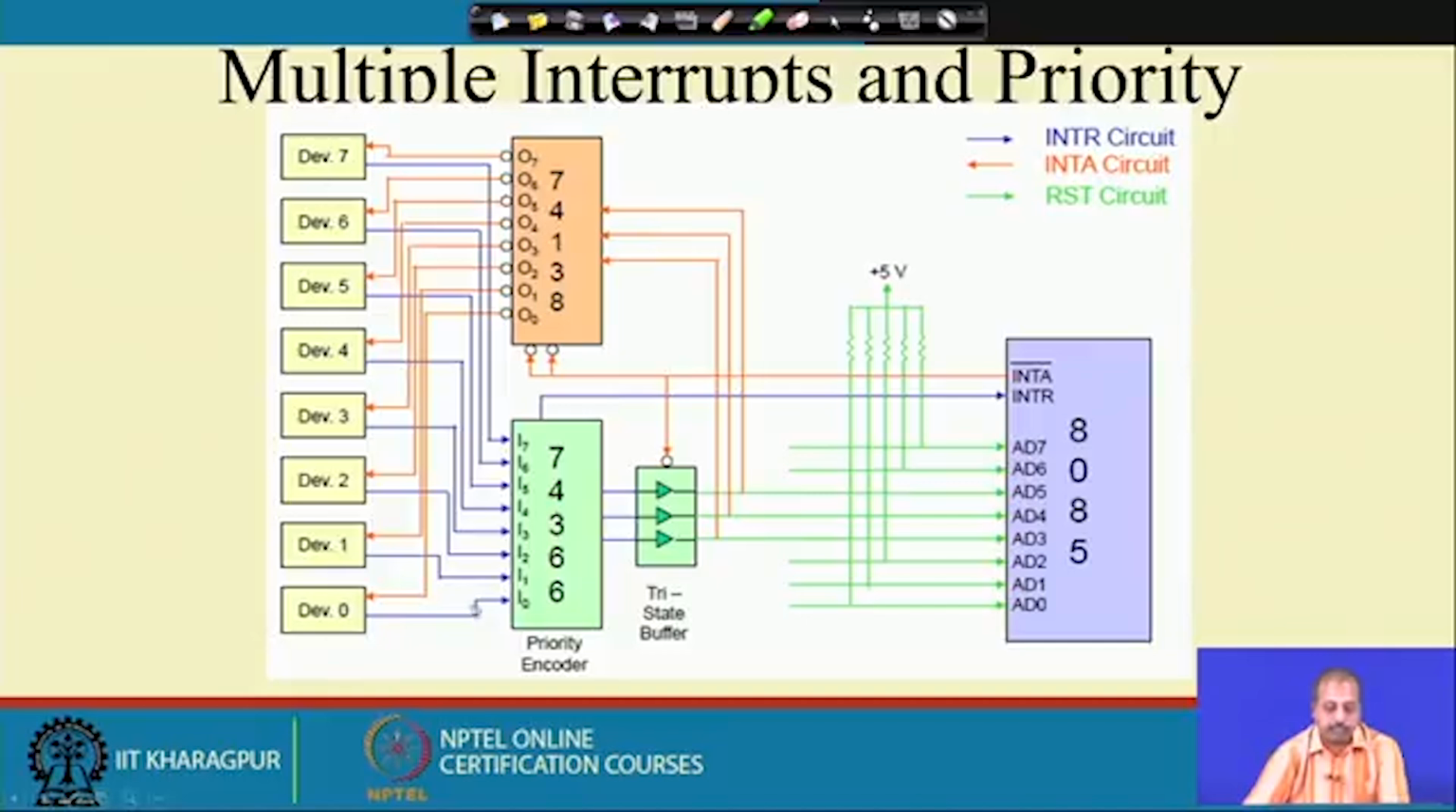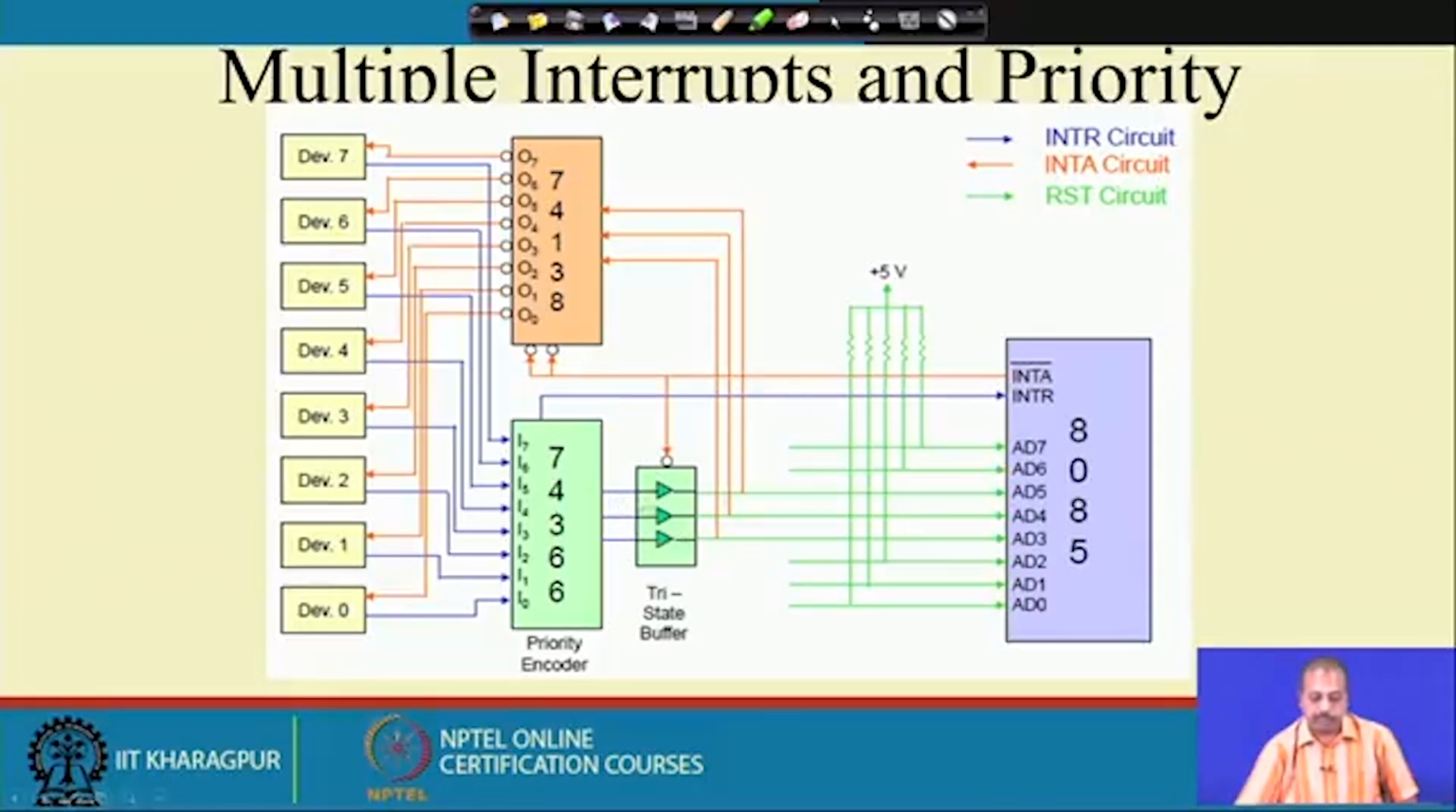So, only device 0 has interrupted. In that case you will get the pattern 0 0 0 here. This priority encoder has an interrupt line that is connected to the interrupt line of the processor, and in the interrupt acknowledge cycle, you see that this interrupt acknowledge cycle will enable this tri-state buffer.